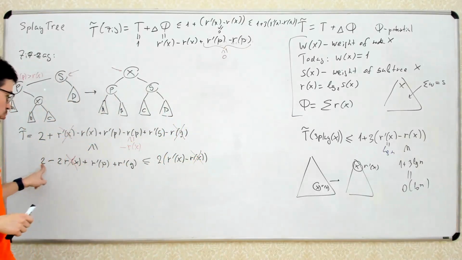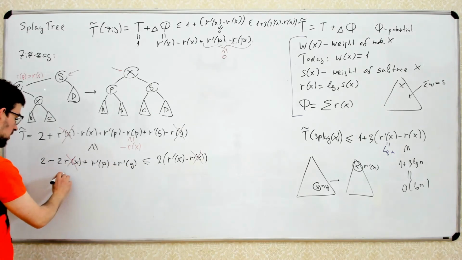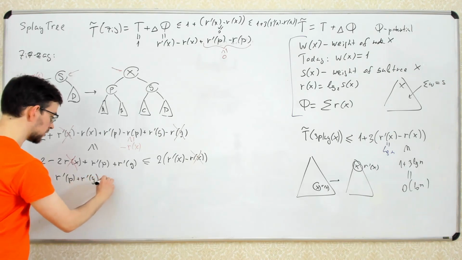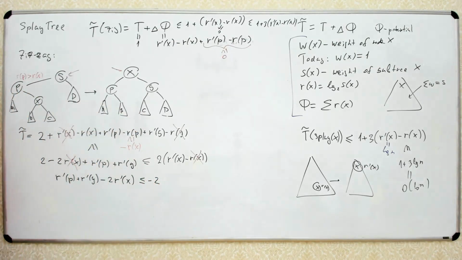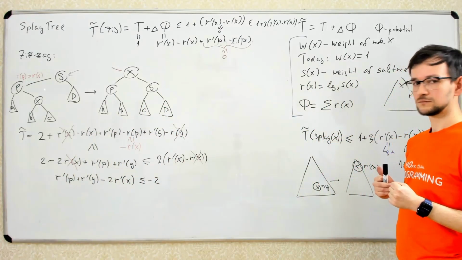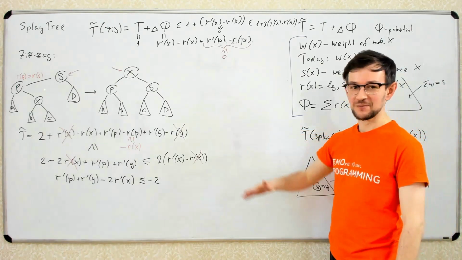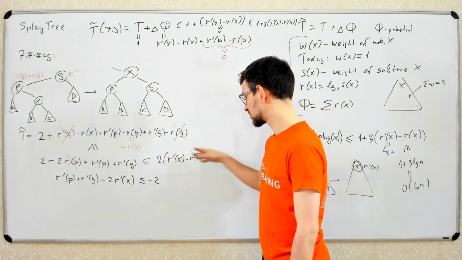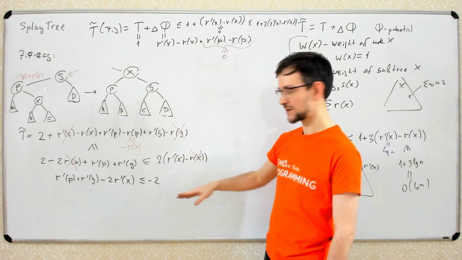Now we'll move these two to the left and this to the right, and this to the right and this to the left. So I will have rank(p) plus rank(g) minus 2 rank(x) is no more than minus 2. Are you with me? By now, these are very simple transformations. I just skip some non-important parts and move everything from left to right and vice versa. Quite simple transformations. Cool.